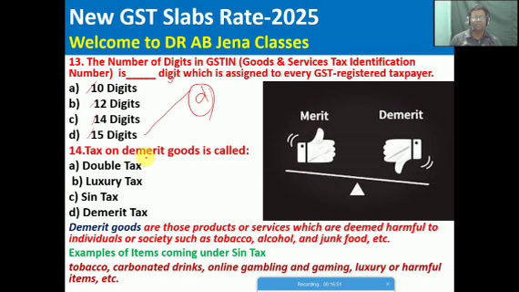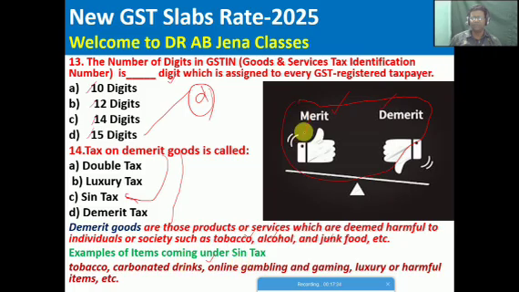Next one friends, we will see tax on demerit goods. What is this? Demerit goods are those products or services which are deemed harmful to individuals or society, such as tobacco, alcohol, junk foods, etc. Normally, as per our discussion, there are two types of goods: merit goods and demerit goods. Let's see examples of items or goods coming under this. Here the answer is that tax on demerit goods is called sin tax. Sin tax applies to tobacco, carbonated drinks, online gambling, gaming, and luxury or harmful items.